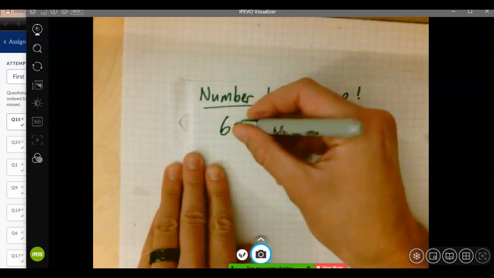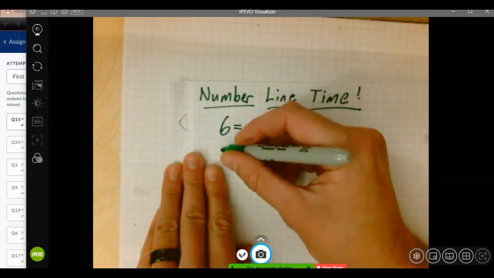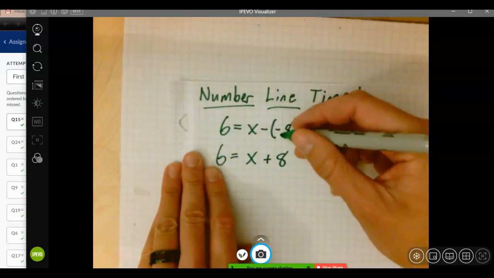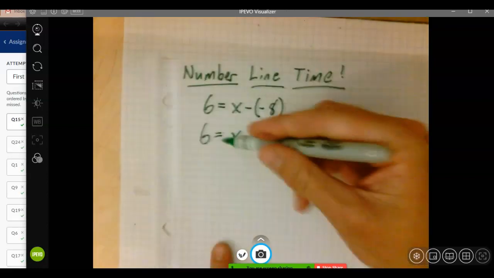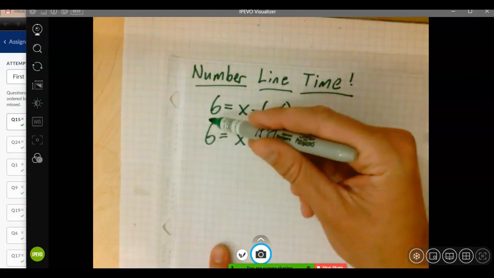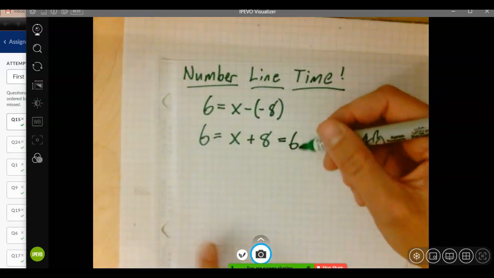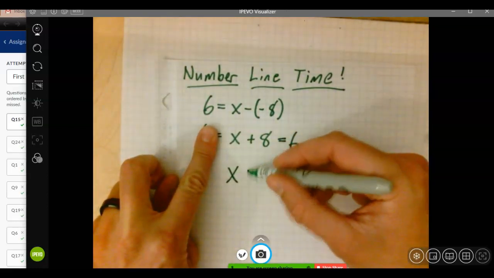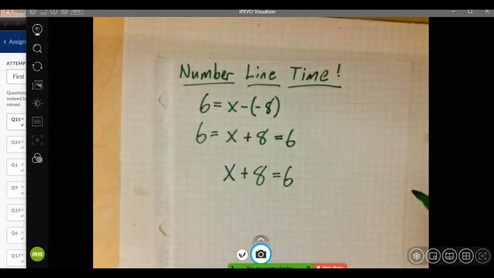So we were given 6 equals x minus negative 8. We said really that means x plus 8 because the minus the negative. And now what I'm actually going to do is say this equals 6 is perfectly fine to come over to the other side. And now I can ignore this part. So really what we can say is some number plus 8 will end up at 6.